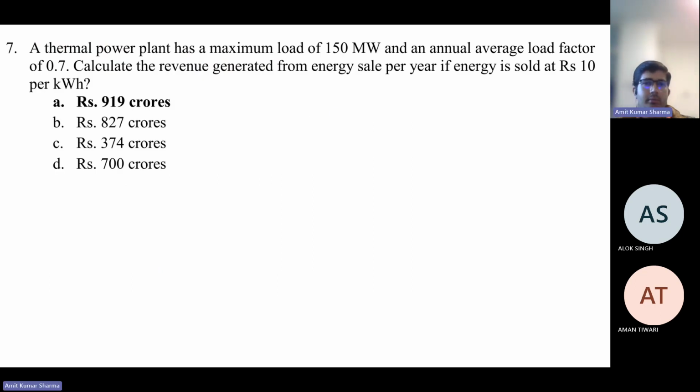A numerical, a good one. A thermal power plant has a maximum load of 150 megawatt and an annual average load factor of 0.7. Calculate the revenue generated from energy sale per year if energy is sold at Rs 10 per kWh. So go through all the data and let me know the answer. Take 2-3 minutes.